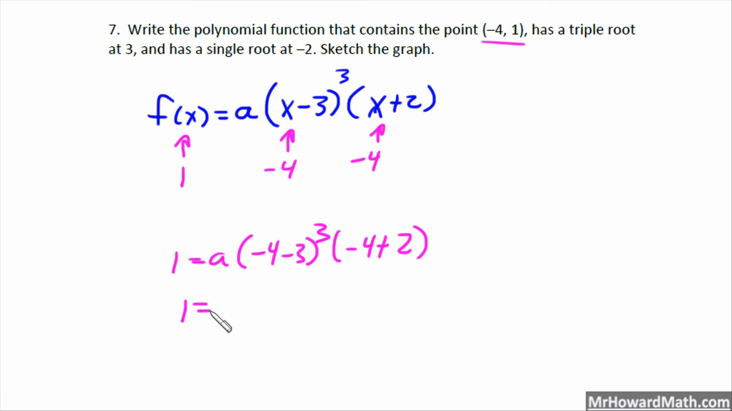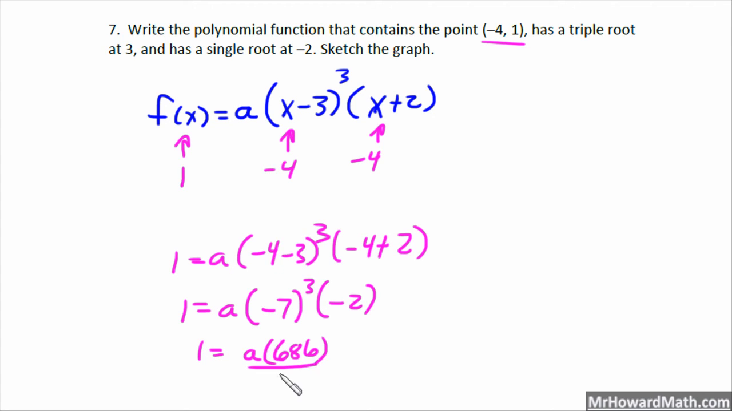So work that out. We get 1 equals a times (-4 minus 3 would give us -7) all cubed times (-4 plus 2 would be -2). So if we work that out, we're going to get 686 if we put that in our calculator, times a here equals 1. Divide by 686 here, and a would be equal to 1 over 686.